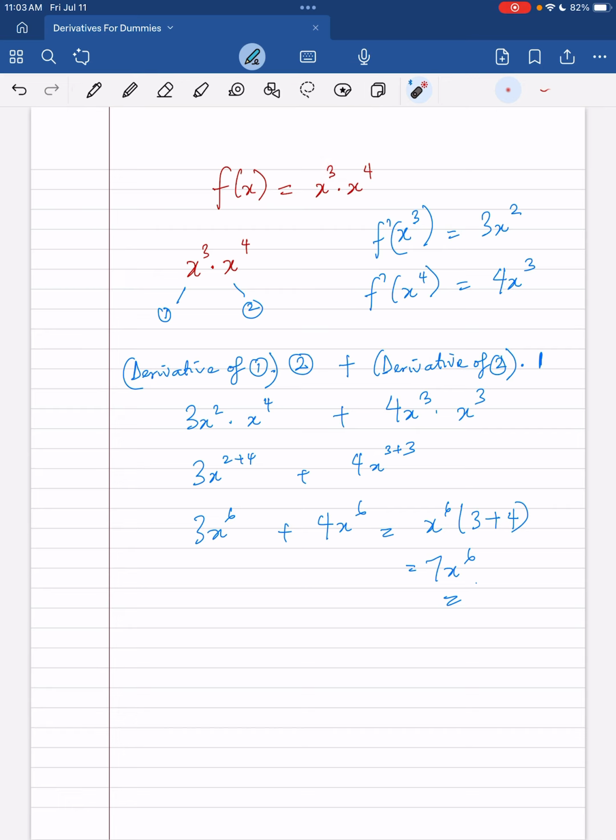For the product rule, it's best you split the product into two separate parts, then utilize this formula here: the derivative of 1 multiplied by the expression 2 plus the derivative of 2 multiplied by expression 1, and then you solve. All right, let me know what you think.